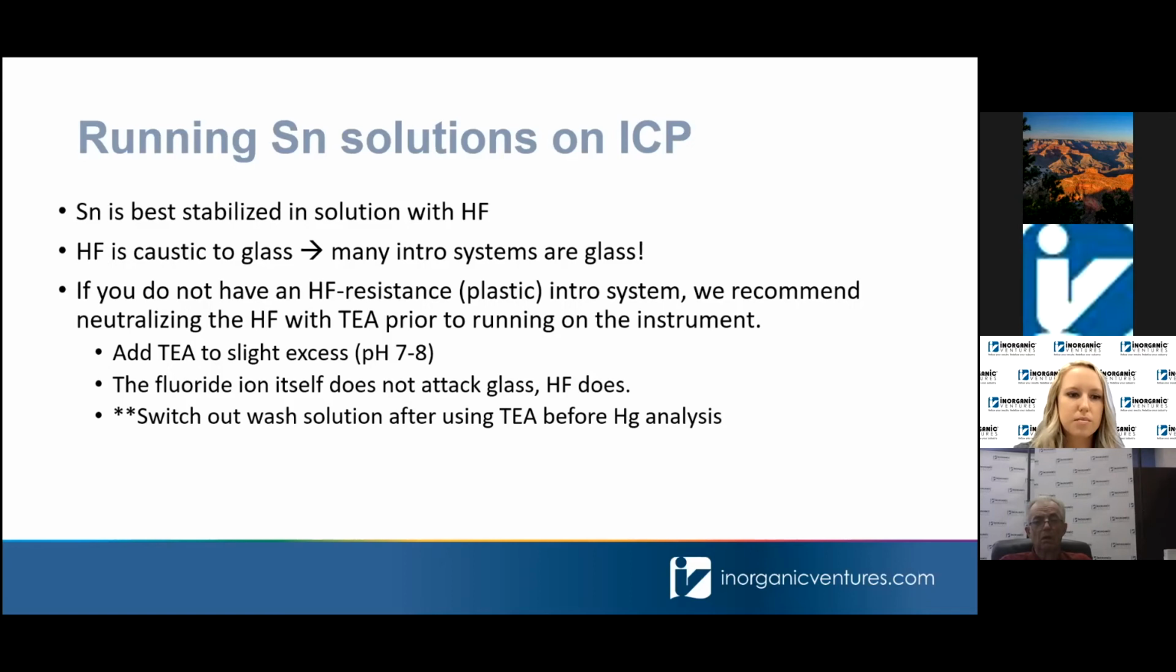your glass system. One thing we do recommend if you are using triethanolamine for neutralization in your system is that you switch out your wash solution prior to any future analyses, particularly mercury analysis. So I'm going to turn it over to Paul to talk a little bit more about why you want to switch out the wash solution.